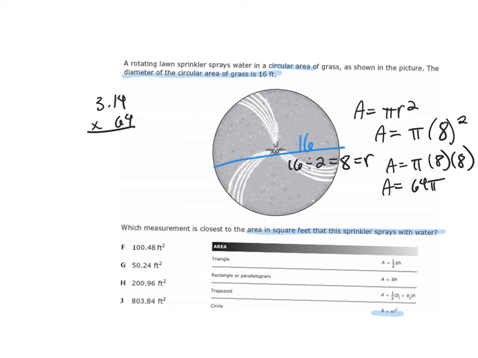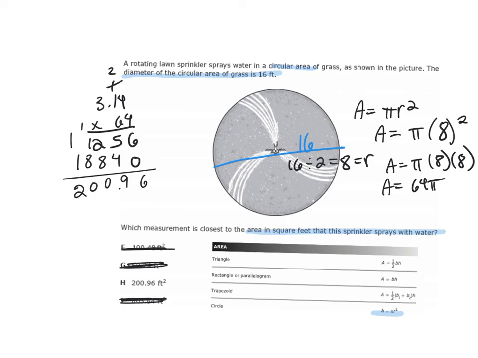That means I can get rid of answer choices J and F and G. I only have one answer choice left. Hopefully it's right. Let's multiply and find out. Let's see. Yep, it sure is. My answer is 200.96 square feet, which is answer choice H.